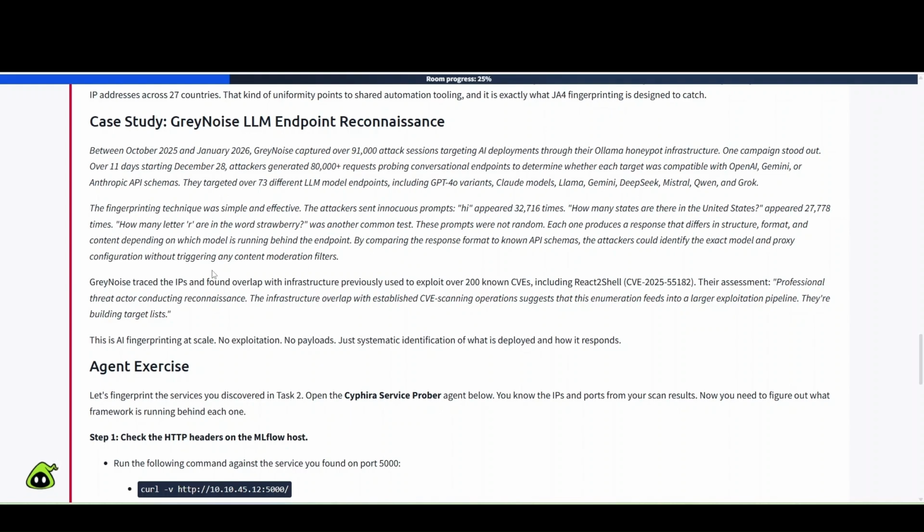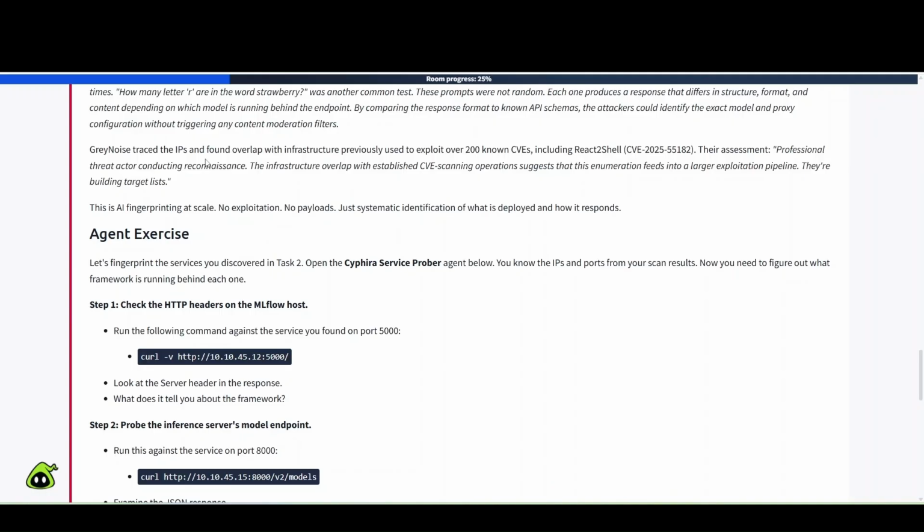GreyNoise traced the IPs and found overlap with infrastructure previously used to exploit over 200 known CVEs, including React2Shell. Okay, so let's take a look at that one. Their assessment: a professional threat actor conducting reconnaissance. The infrastructure overlap with established CVE scanning operations suggests that this enumeration feeds into a larger exploitation pipeline. They're building target lists. This is AI fingerprinting at scale, no exploitation, no payloads, just systematic identification of what is deployed and how it responds.